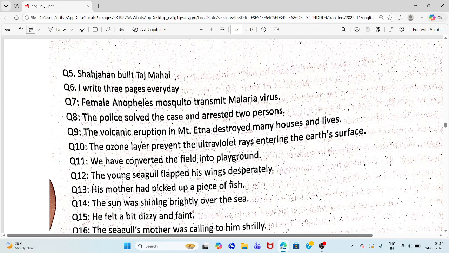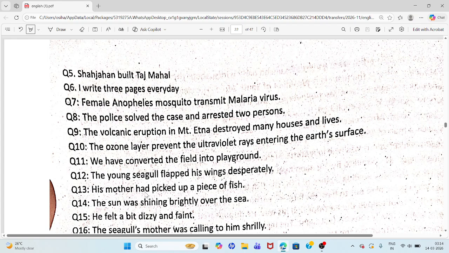Question 11. We have converted the field into playground. In passive voice, the field has been converted into playground. Question 12. The young seagull flapped his wings desperately. In passive voice, his wings were flapped desperately by the young seagull.